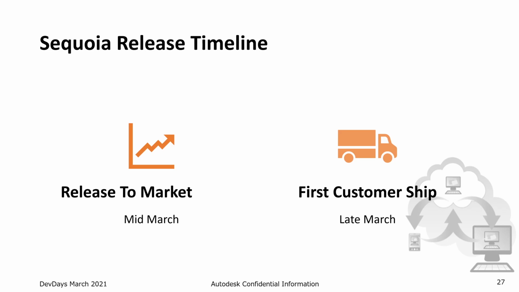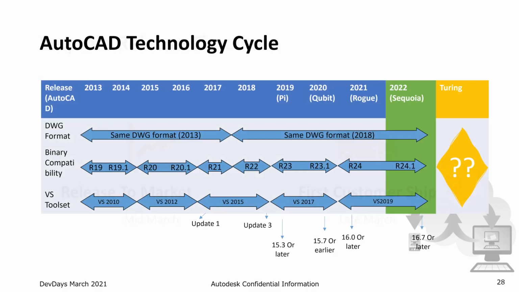The next is about the API updates. AutoCAD 2022 is expected to release in mid March, and the first customer ship is in late March. The most important thing about the API is we are not breaking the binary for AutoCAD 2022, and there is only a minor version number change from 24 to 24.1, and we are not changing the drawing format. The drawing format is the same as 2018. So the last format we changed is 2018.